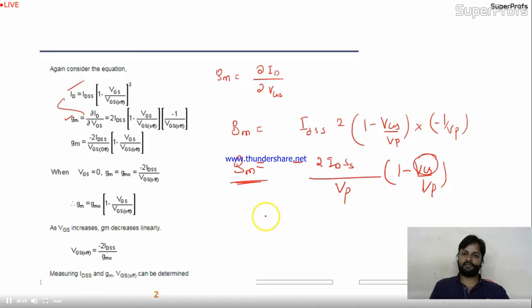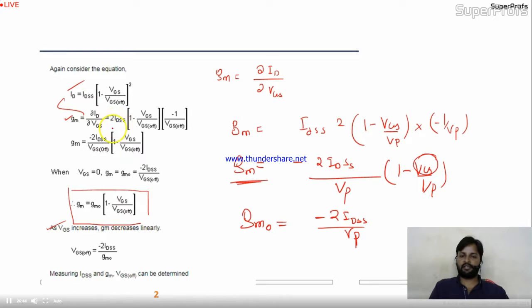Put VGS equal to 0 over here and give its name gmo now. Minus 2 IDSS divided by VP. So this is your gmo. Is it okay? So as VGS increases, gm decreases. This is the relationship. Now in this equation you can put minus 2 IDSS equal to gmo.